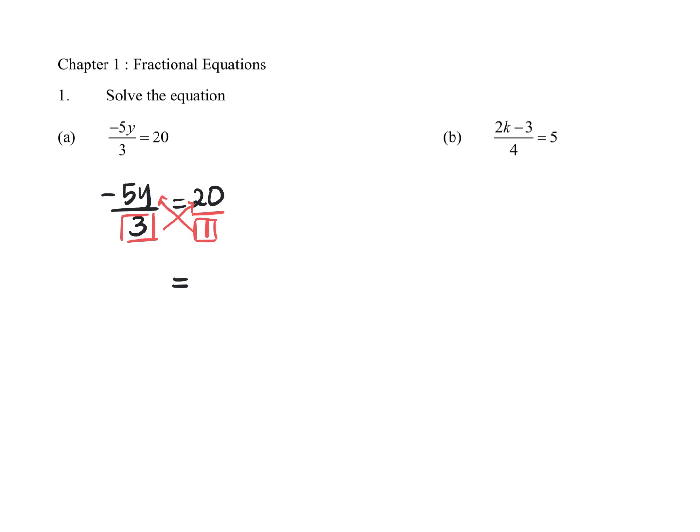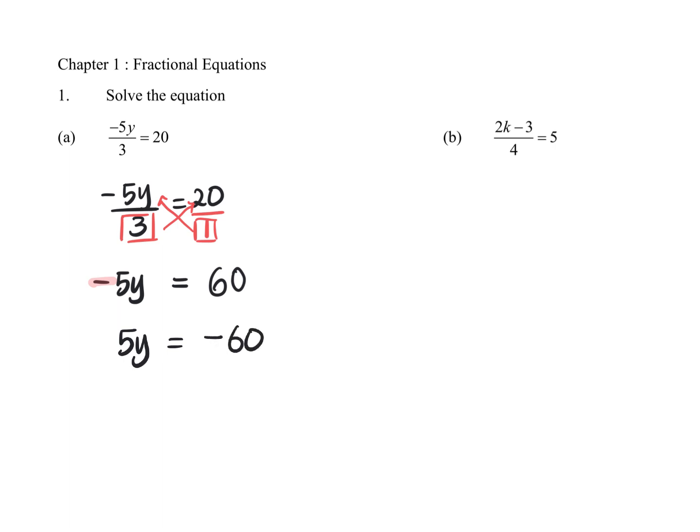In this case, 3 will cross and multiply over to 20. 3 times 20 will give me 60. Then 1 cross and multiply over to negative 5y. That will give me negative 5y, still the same. Alright, next part, there's a negative sign over here. So I want to get rid of the negative sign. I will change sign for both sides. So in this case, this one is 5y. This one now will be negative 60.